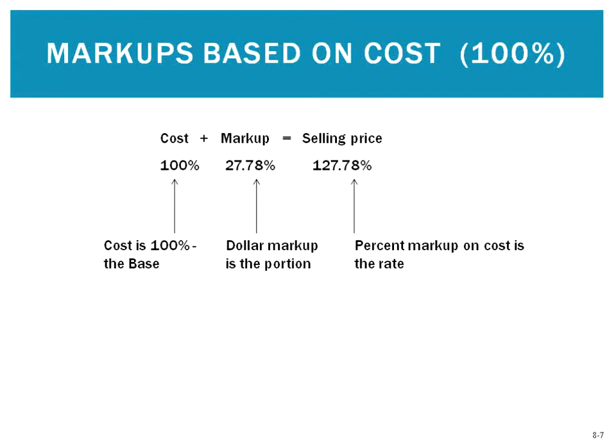We're going to have 2 different formats of doing these. We're going to have markups based on cost, and we're going to have markups based on selling price. If you think about what we covered in Chapter 6, where we had that circle with the portion, the base, and the rate, well, for markups based on cost, the base is cost, and for markups based on selling price, the selling price is the base.